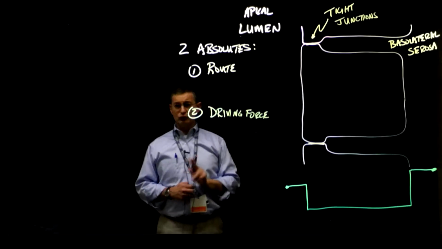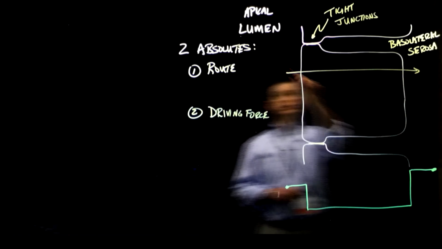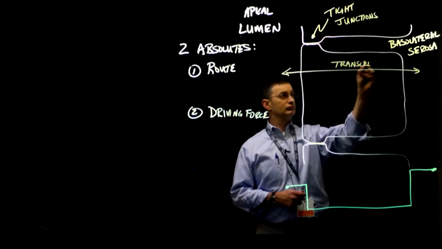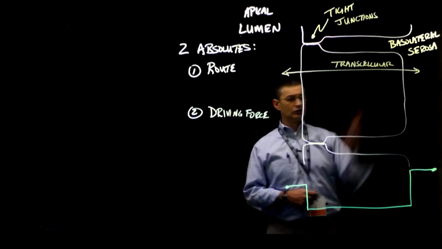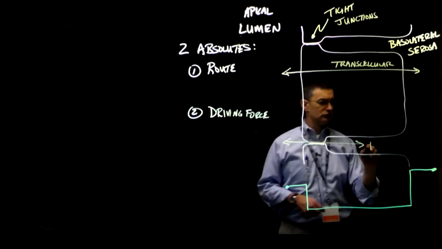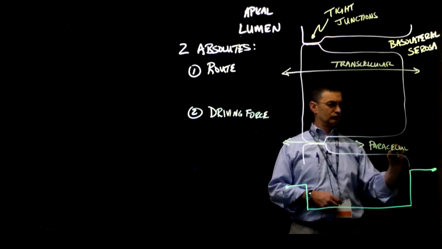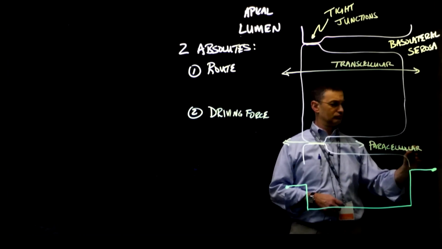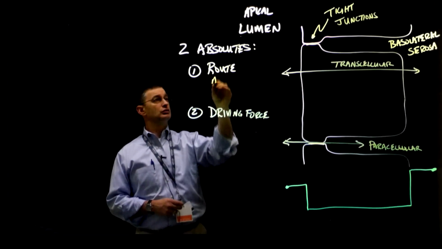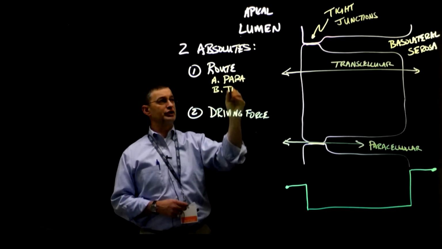There are only two routes. The first route is through the cell, that's transcellular. The second route is between the cells, or paracellular. But you have to have a route. Para or trans.